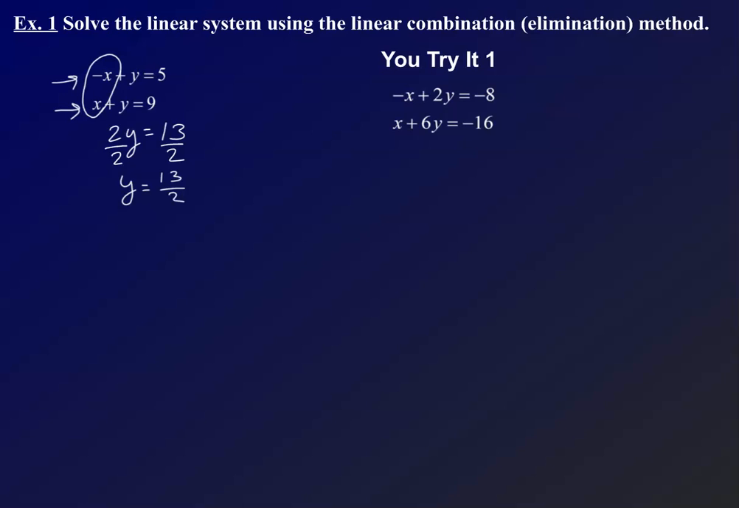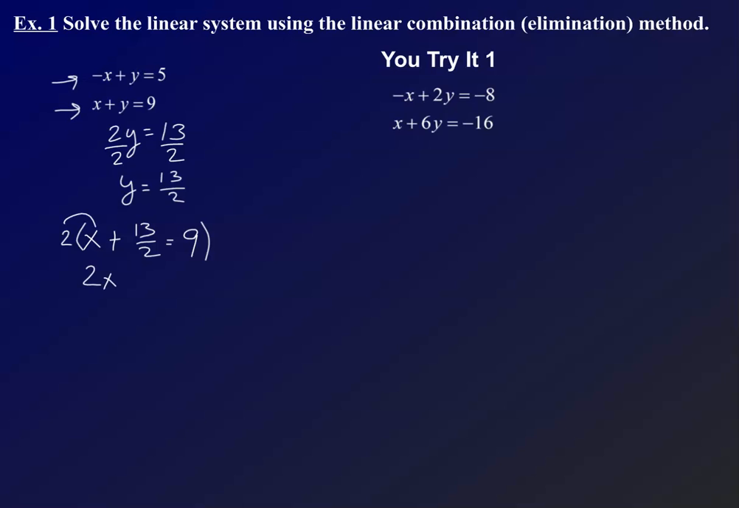Now that we found y, just like substitution, we're going to take our answer and plug it back into one of the two original equations. You get to choose. I'm going to pick the second equation because they're all positive. So we have x plus 13 over 2 equals 9. Since we have difficulties working with fractions, I want to get rid of the denominator by multiplying everything by 2, which is the number in the denominator.